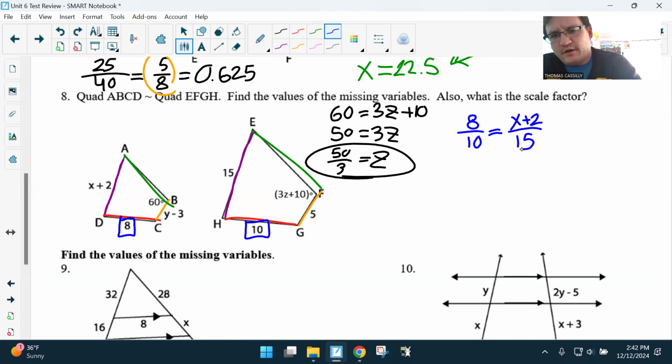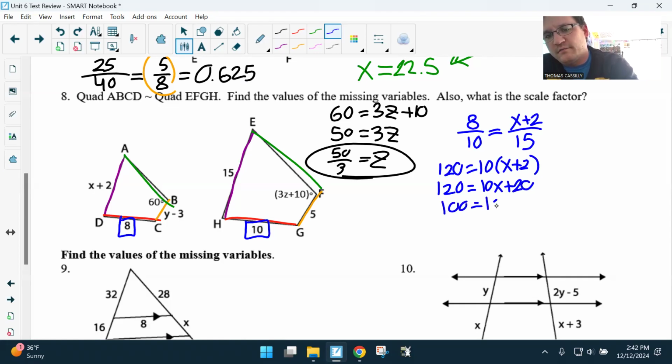That's going to give us 120 equals 10 times x plus 2. Let's not forget to distribute on this one. So 120 equals 10x plus 20. I'm going to subtract the 20. We're going to have 100 equals 10x. Therefore, x equals 10. So that's how we would solve for x.